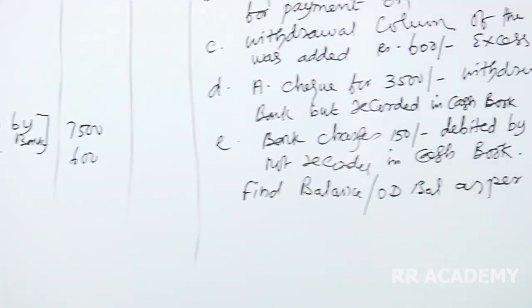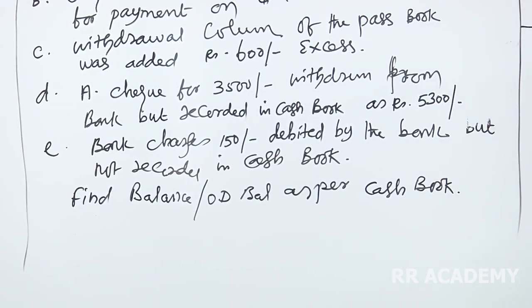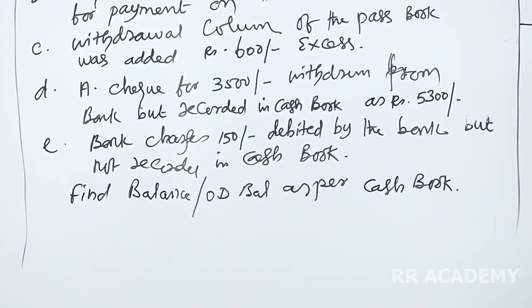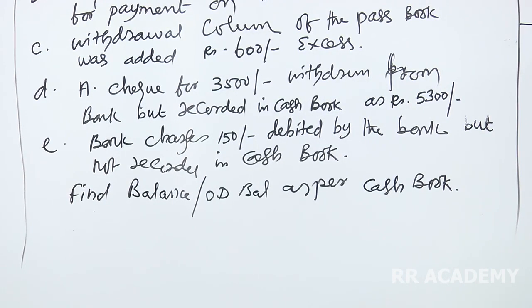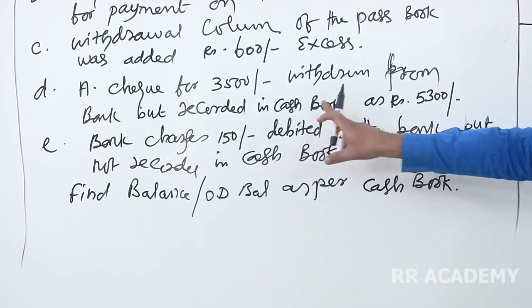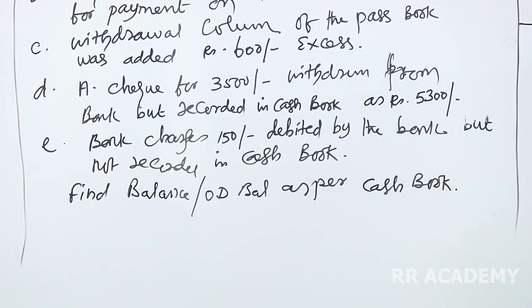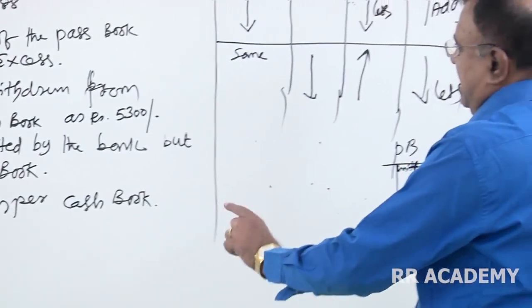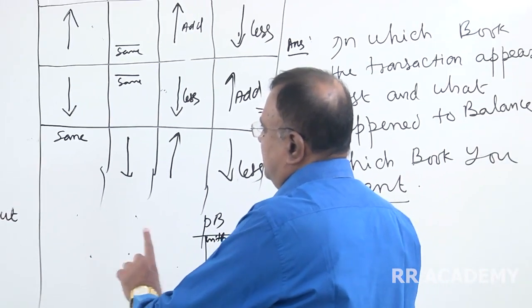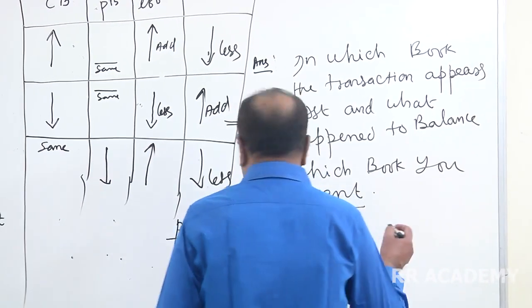A check for 3,500 withdrawn from bank but recorded in cash book as 5,300. Now, this is also a different sum. Please remember, I am doing a little difficult sum. We must do it in a rough column. Withdrawn from bank but recorded in cash book as 5,300. Fine.